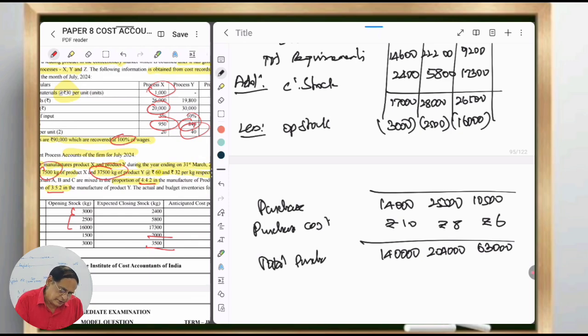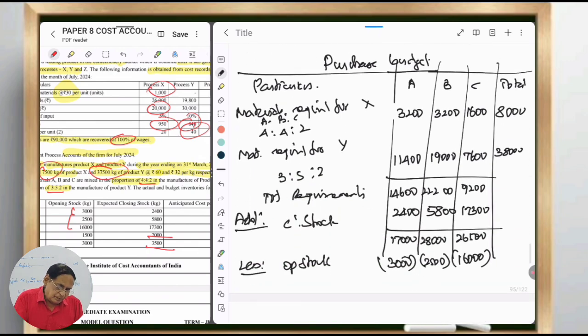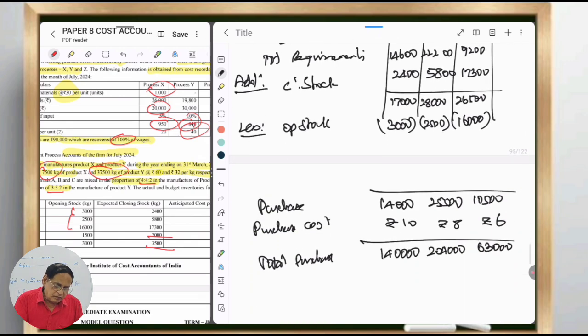So in order to manufacture 8,000 units of X and 38,000 units of Y, the requirements are 14,600 of A, 22,200 of B and 9,200 of C. We have to spend to purchase A material, B material and C material. So it is a purchase budget. Let's see another question.